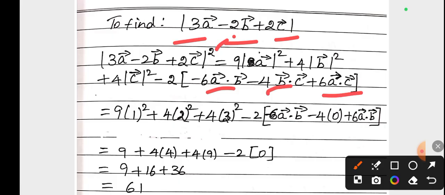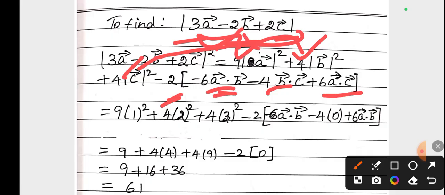This type of question also we have done more. So 3 square is 9, 9 magnitude of a square. Minus 2 square is 4, 4 magnitude of b square. 2 square is 4, 4 magnitude of c square. Minus 2 into a dot b, children. 3 2s are 6, 6 a dot b. Then b dot c, children. 2 2s are 4, 4 b dot c. Then a dot c, children. 3 2s are 6, 6 a dot c.